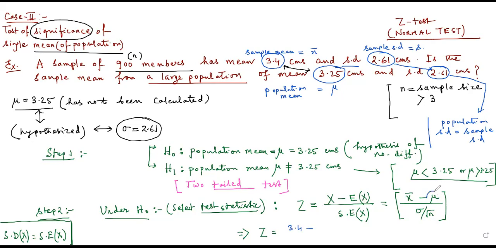Population mean mu is 3.25 according to your assumption, and sigma is the population standard deviation, so it is 2.61. Although the standard deviations are the same, you may think I'm considering the 2.61 written in the first line, but it is not. That 2.61 is the sample standard deviation, and this 2.61 is the population standard deviation. So I'm writing here 2.61, divided by the sample size, which is 900. So you can now calculate the value of this expression.